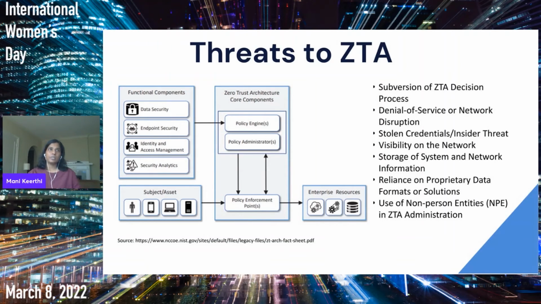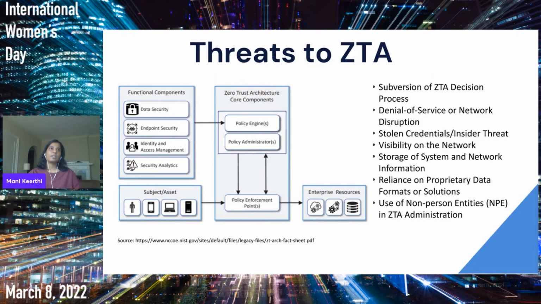Denial of service or network disruption. If an attacker disrupts or denies access to the policy enforcement point, policy engine, or policy administrator, it can adversely impact enterprise operations. The enterprise can mitigate this threat by having policy enforcement reside in a properly secured cloud environment or be replicated in several locations based on cyber resilience.